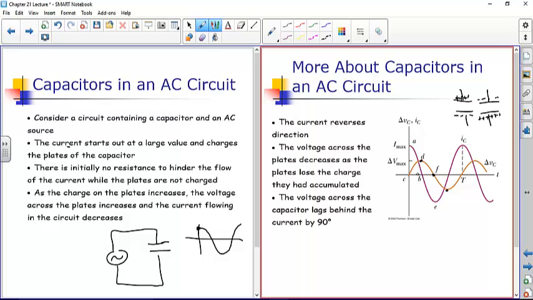And what you find out is that the maximum voltage is at a different time than the maximum current. And you can see these are 1/4 period apart. So we would say they're out of phase 90 degrees. Or in this case, the voltage across the capacitor lags behind the current by 90 degrees. So the maximum voltage is 90 degrees or 1/4 period out of phase compared to the maximum current. So that's what happens with capacitors.